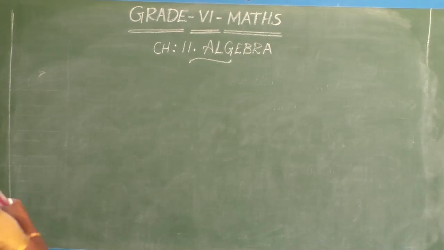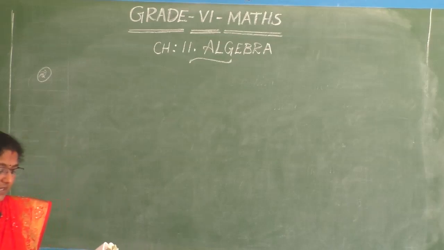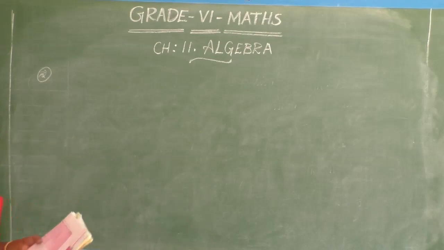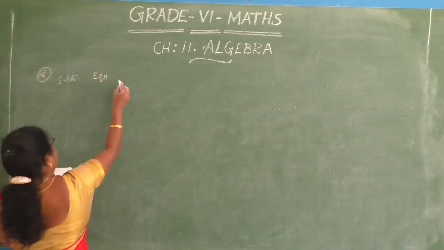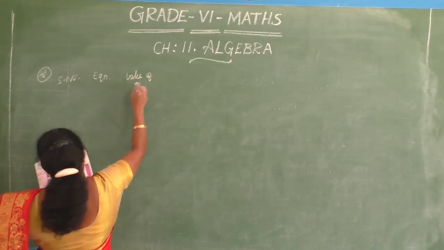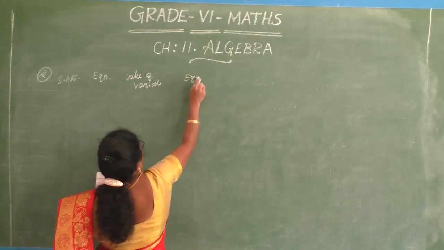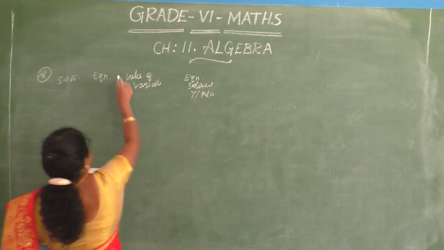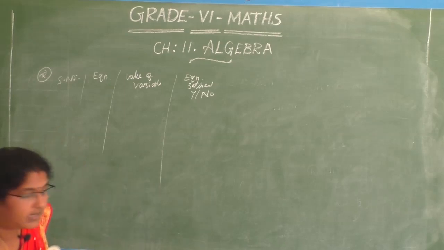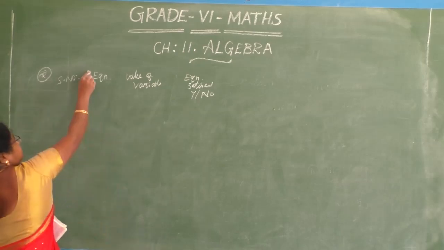Next, second question. See in your book, there is a tabular column: serial number, equation, value of variable, equation satisfied or not, yes or no. I will give you 1 or 2, and the remaining you can write.